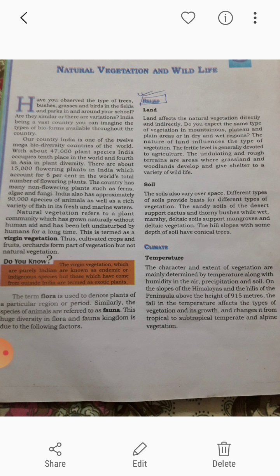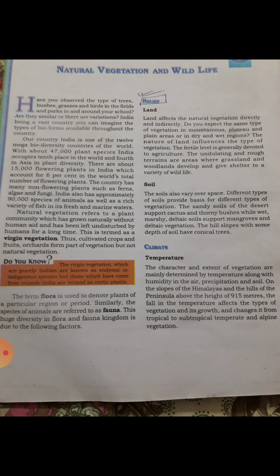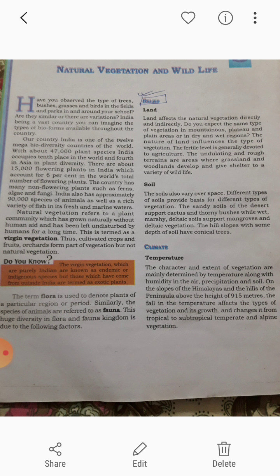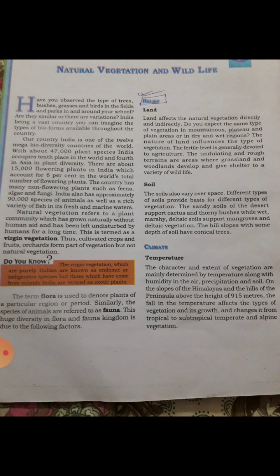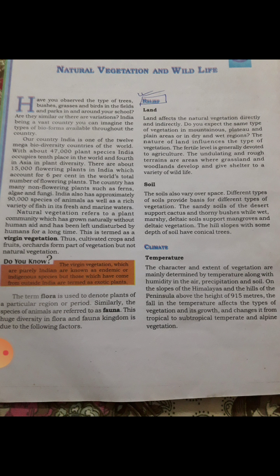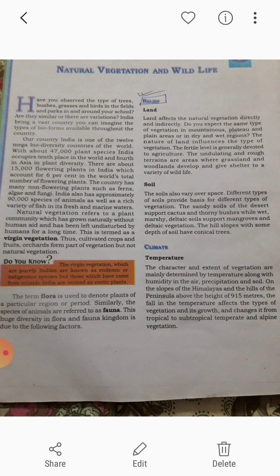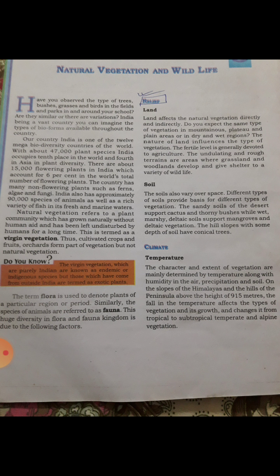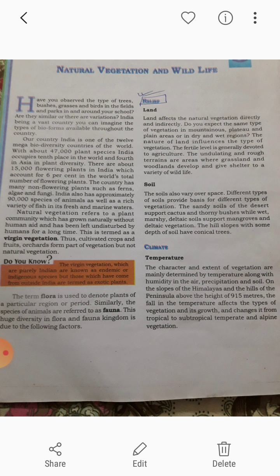Next one is soil. There are many different types of soil, and they give different types of vegetation. Sandy soils you can find in deserts; they support cactus and thorny bushes. Delta soils support mangrove and deltaic vegetation. Hill slopes with some depth of soil have coniferous trees. Clear? Now let us move towards the climate.